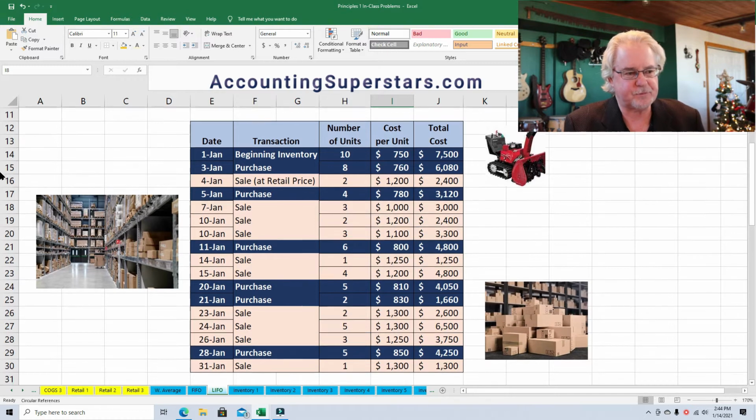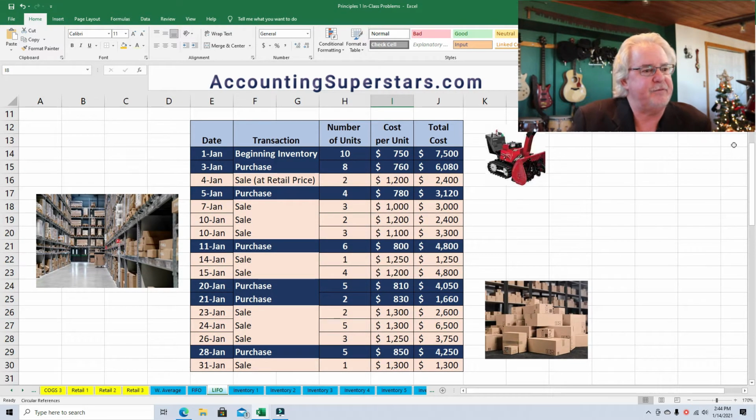I've got a chart here of all the activity of Fred's snowblower service for the month of January. Fred started out with a beginning inventory of 10, and then he purchased 8 more snowblowers, and then he sold 2, and purchased 4 more, and so on and so forth. The numbers in blue represent his beginning inventory and his purchases. The numbers in the pink salmon color represent sales, and they're listed at retail price. All we're going to do is simplify things and figure out the ending inventory and cost of goods sold based on last in, first out.